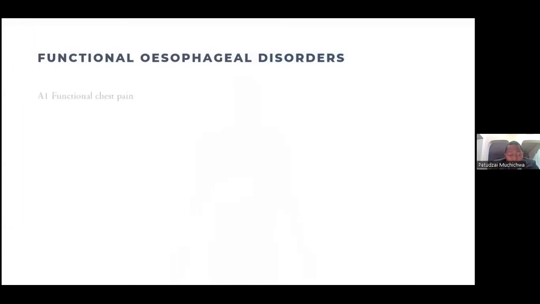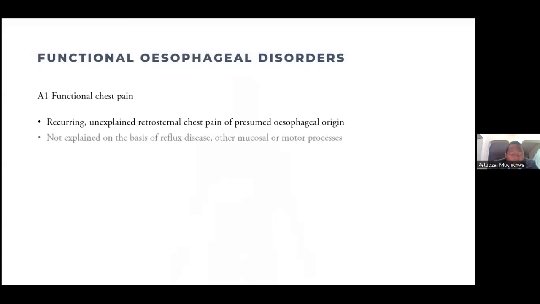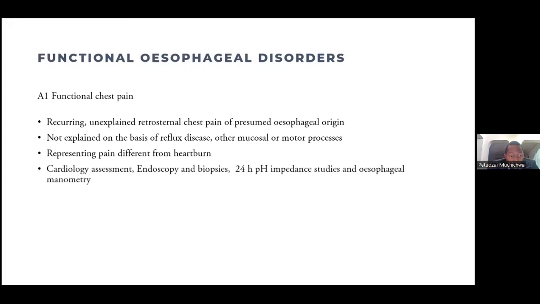Then we can go into detail with functional chest pain, defined as recurrent unexplained retrosternal chest pain of presumed esophageal origin, not explained on the basis of reflux or other mucosal or motor processes, representing pain different from heartburn. Cardiology assessment, endoscopy and biopsies, 24-hour pH impedance studies and esophageal manometry are required.